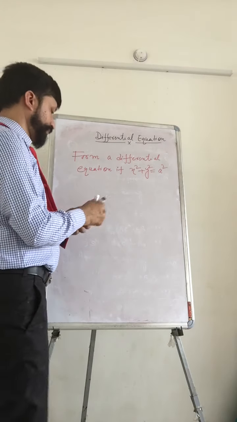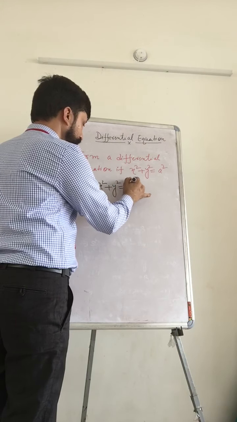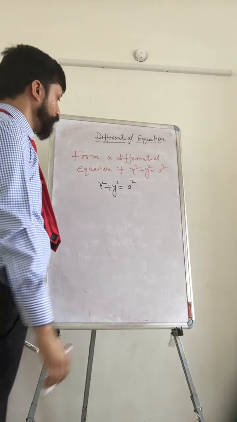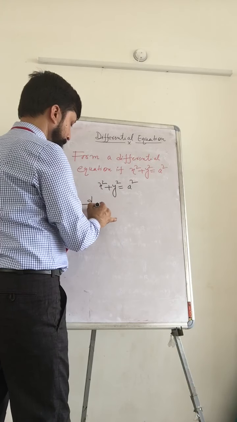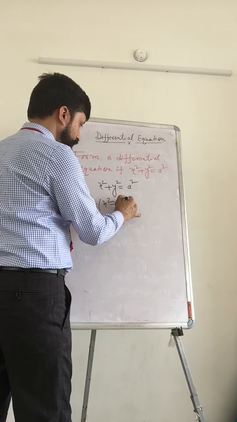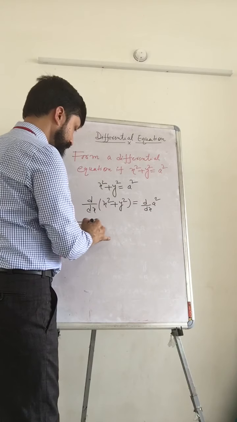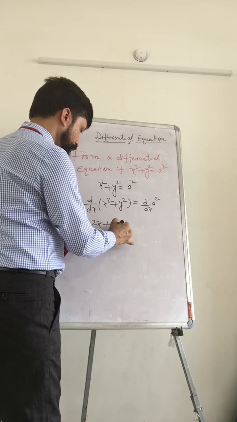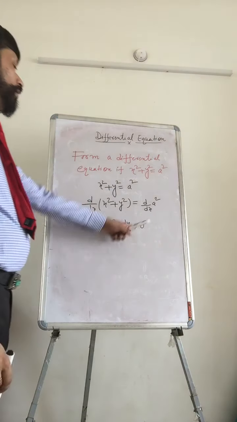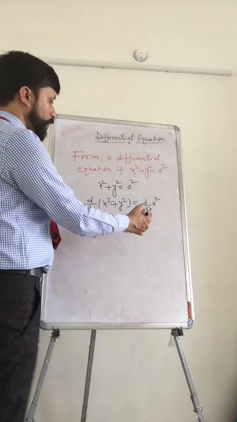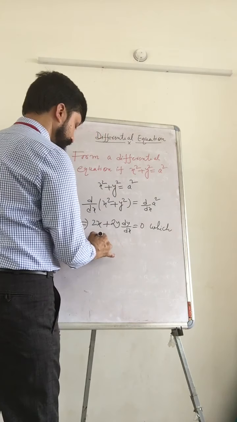So first write x square plus y square equal to a square. Differentiate with respect to x. Write, differentiating with respect to x, then d/dx of x square plus y square equal to d/dx of a square. This implies 2x plus 2y dy/dx equal to 0. So no more constant is there. So this is your required differential equation. Then write here, which is the required differential equation.